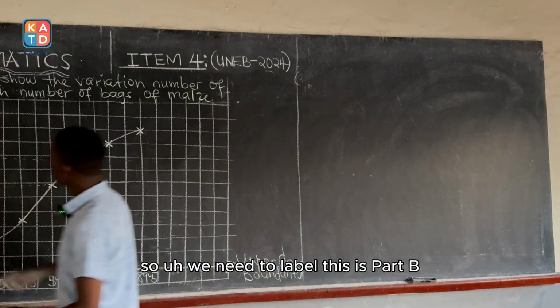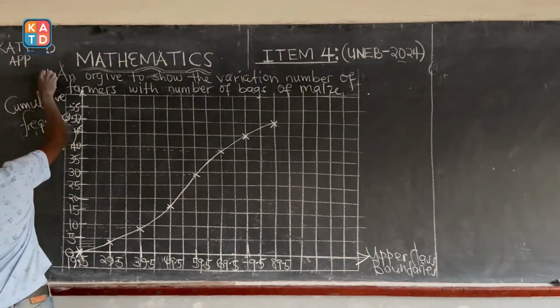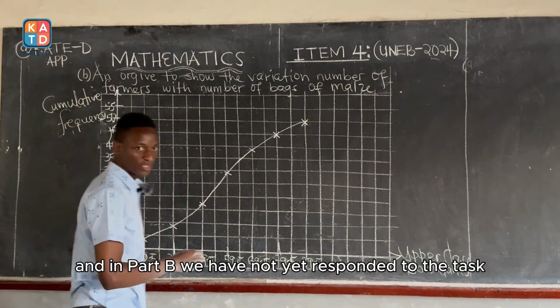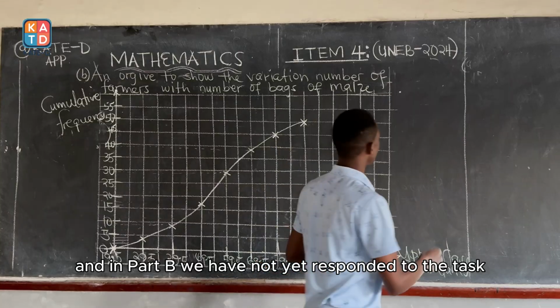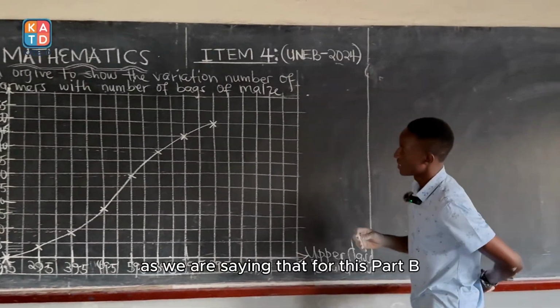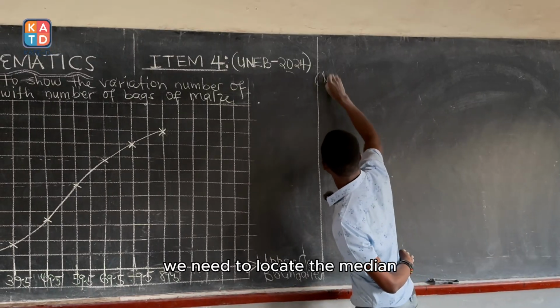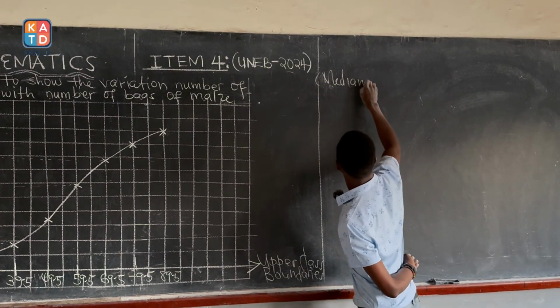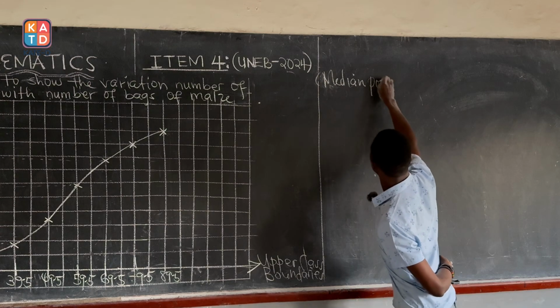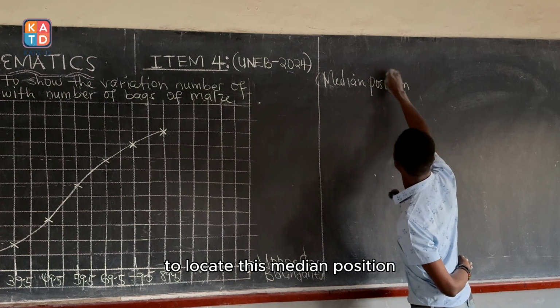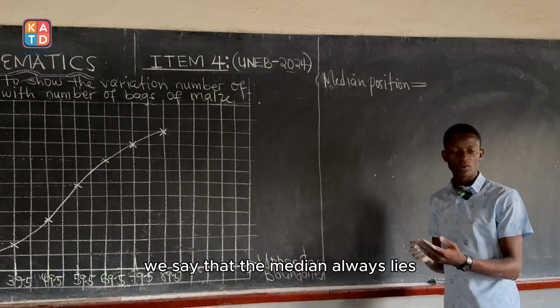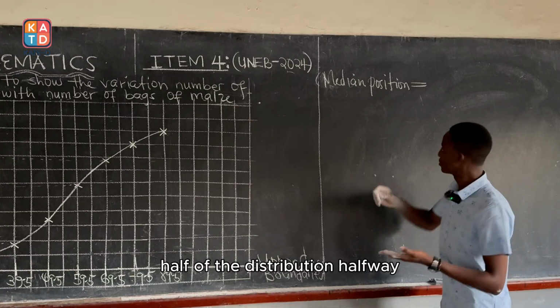So we need to label, this is part B. In part B, we have not yet responded to the task, as we are saying that for this part B, we need to locate the median position. To locate this median position, we say that the median always lies halfway of the distribution.